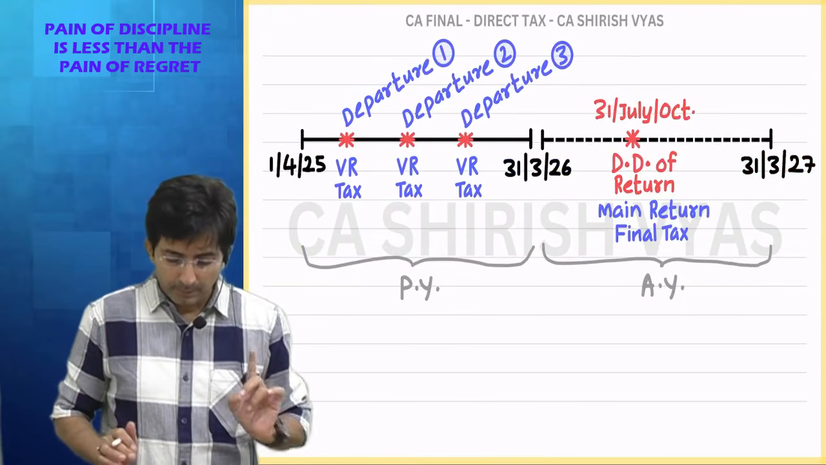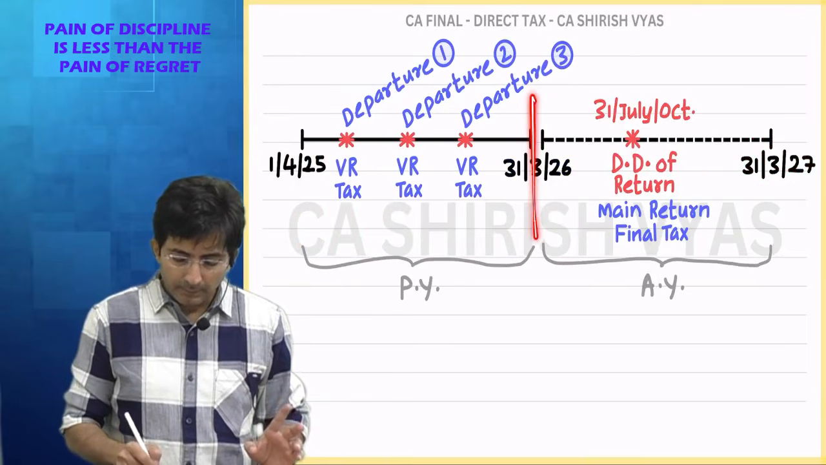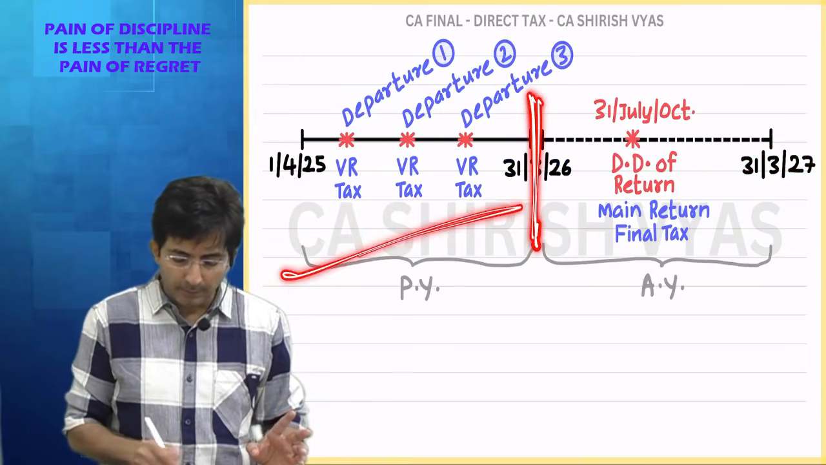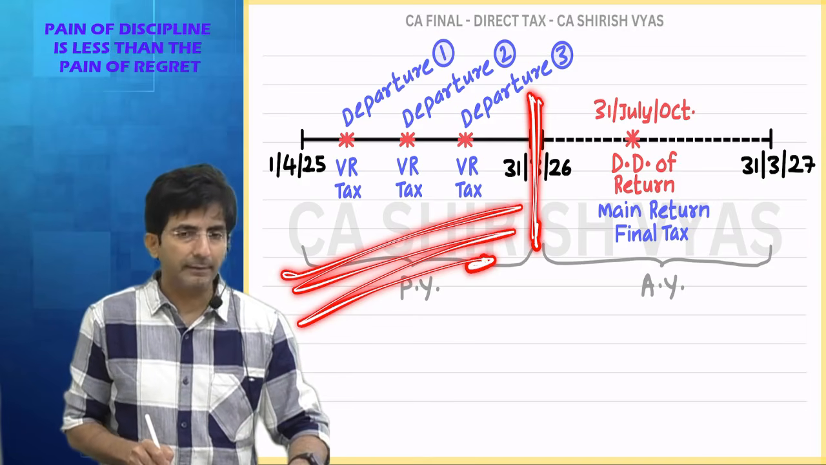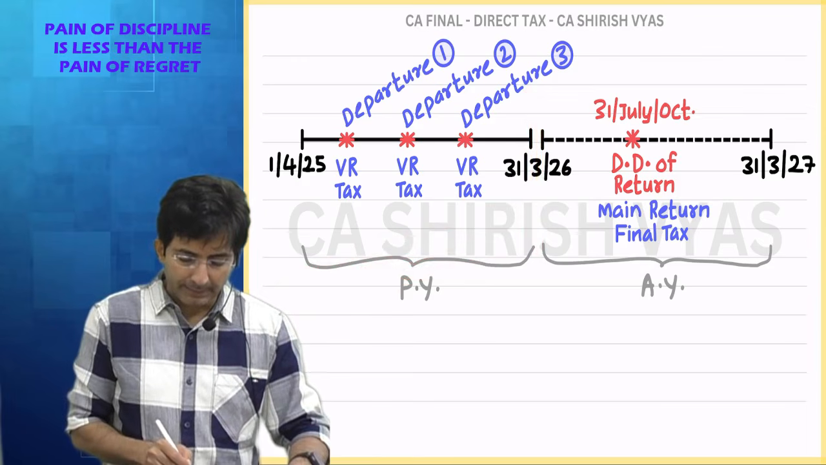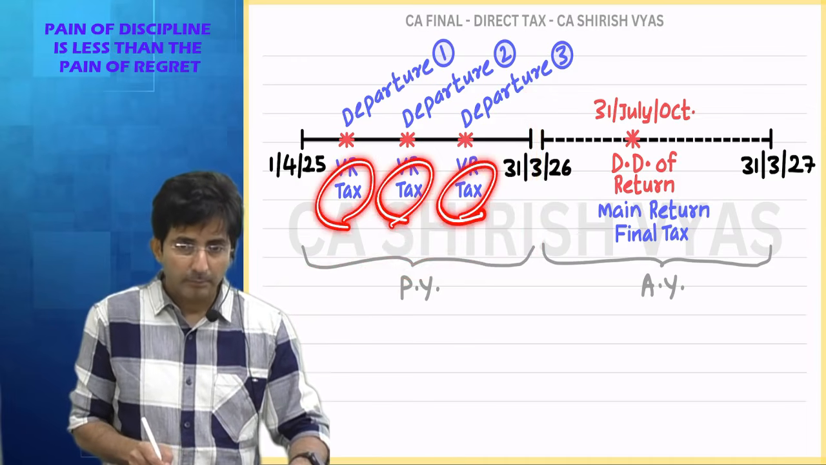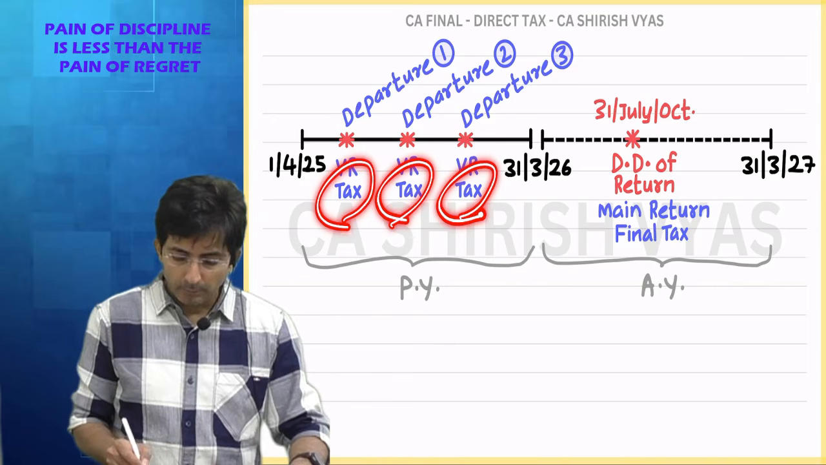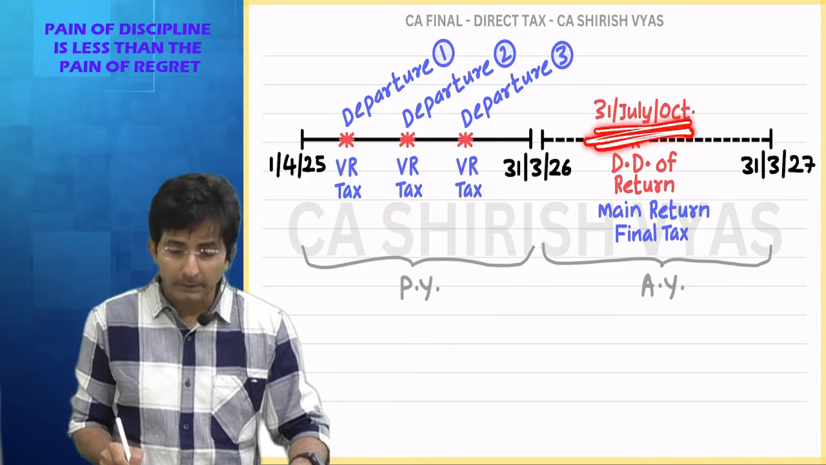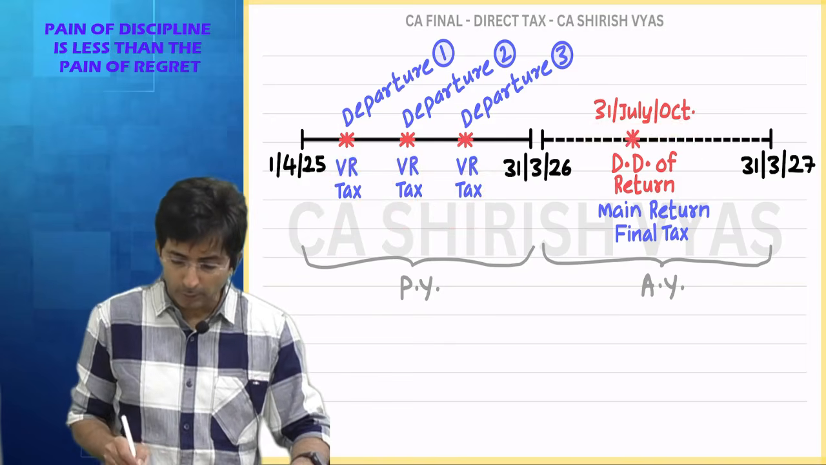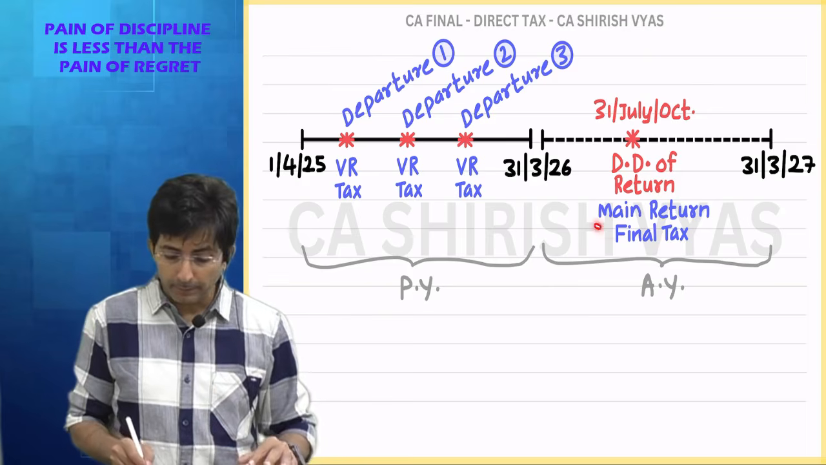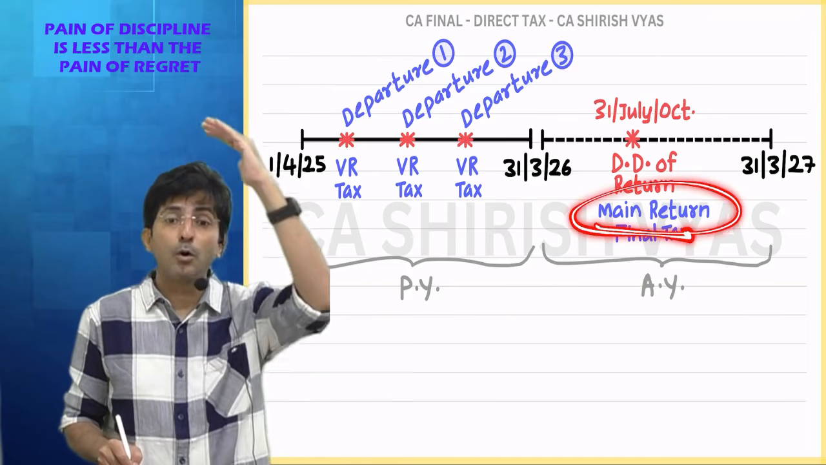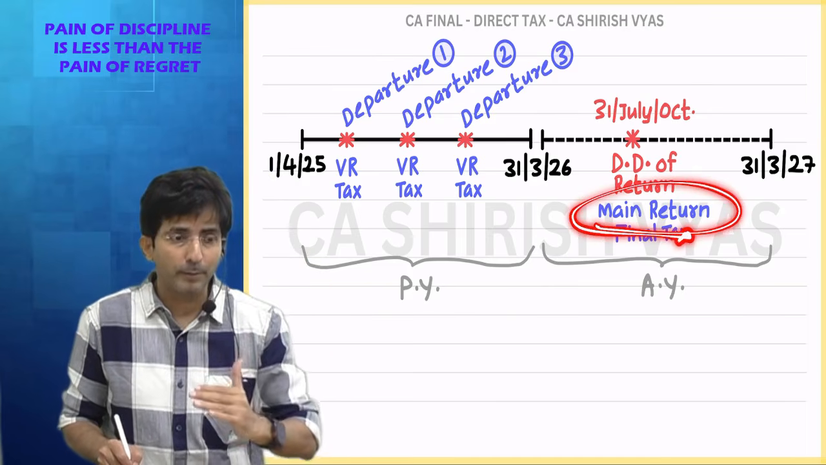Okay. Now tell me, at the end of the year, what is the conclusion? How many returns you filed? 3 times. And how many times you paid the tax? 3 times. But now, when assessment year comes in the month of July and October, you will file your main return. Now, you know what will come in the main return? In main return, you have to show all 5 heads of income.